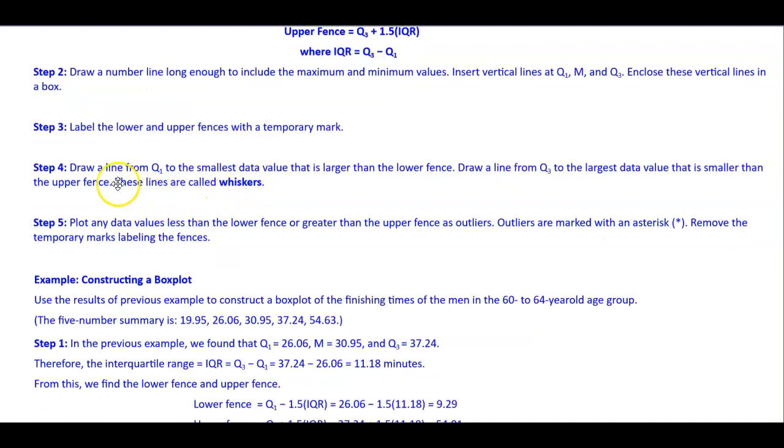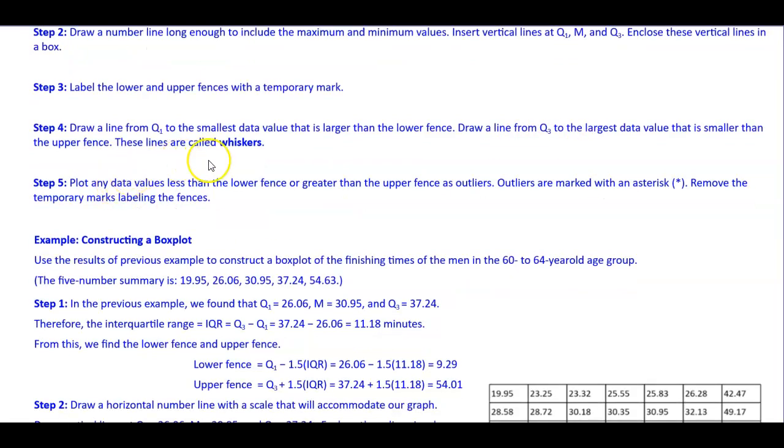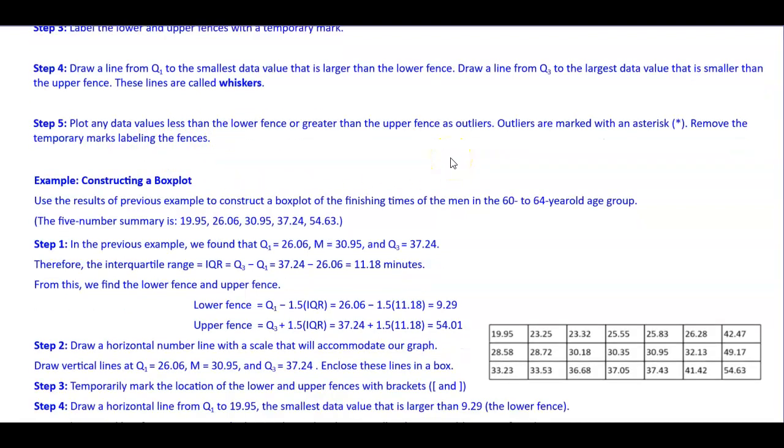Step 4, you're going to draw a line from quartile 1 to the smallest data value that is larger than the lower fence. You're going to draw a line from quartile 3 to the largest data value that is smaller than the upper fence. These lines are called whiskers. Step 5, you're going to plot any data values less than the lower fence or greater than the upper fence as outliers. Outliers are marked with an asterisk. You remove the temporary marks labeling the fences.